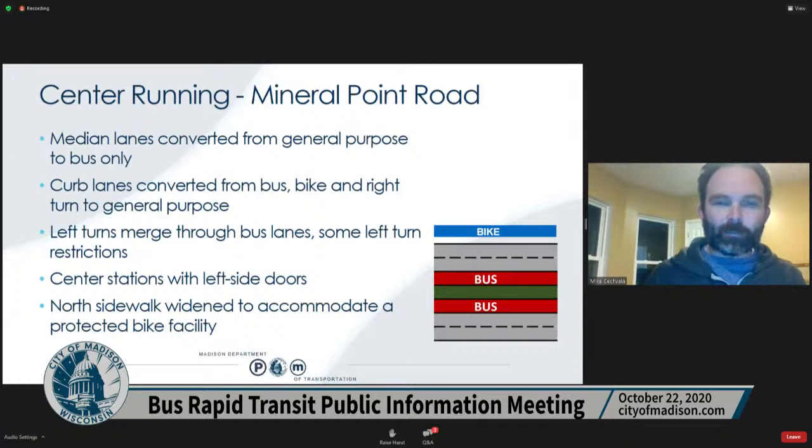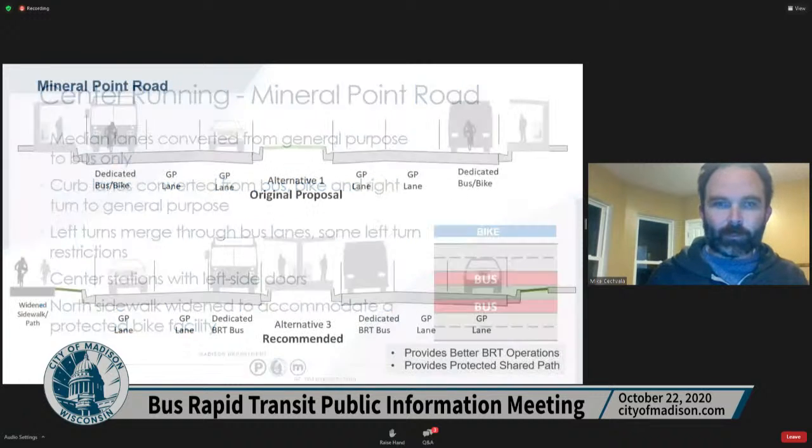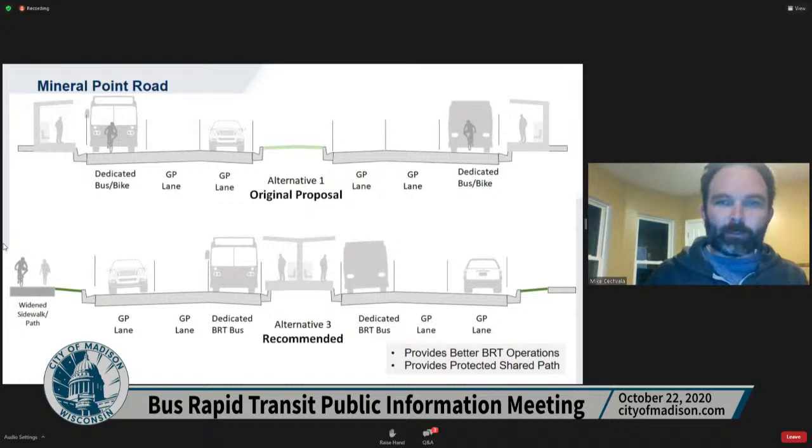So starting at the west side, center running on Mineral Point Road, median lanes would be converted to general purpose lanes, and the curb, bus, bike, and right turn lanes would be converted over to general purpose lanes. Left turns would merge through the bus lanes, and most of those left turns would be accommodated, but there could be some left turn restrictions. Center stations in the median with left side doors, and we would widen the north side sidewalk to accommodate a protected bike facility. And you can kind of see that schematic on the lower right side of the screen. So again, the bus lanes would be in the middle as opposed to on the side. I'll direct your attention to the cross section on top.